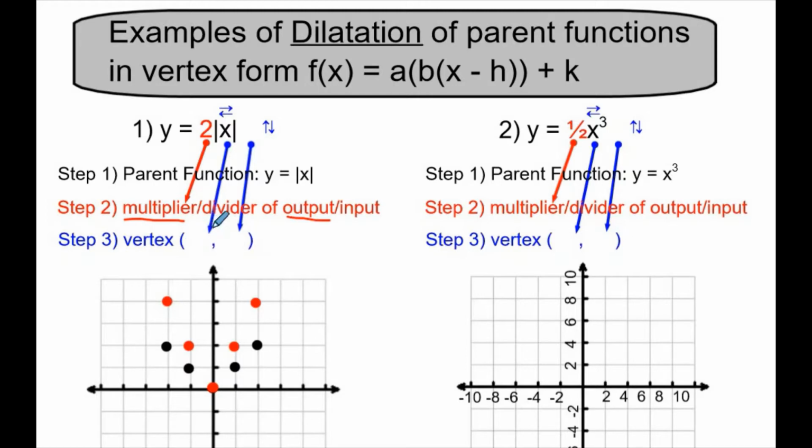Then the last step is always to check for a translation, which in this case, there's nothing inside the grouping symbol, so H is 0. There's nothing outside the grouping symbol, so K is 0. So I will simply graph my graph, and it's important here because you might mistakenly draw this in the wrong shape. It's important to remember that this is a V, right? So when I draw this, I want to make sure that it's V-shaped and not U-shaped, because if I make it U-shaped, I actually accidentally drew the quadratic, and this one is clearly the absolute value.